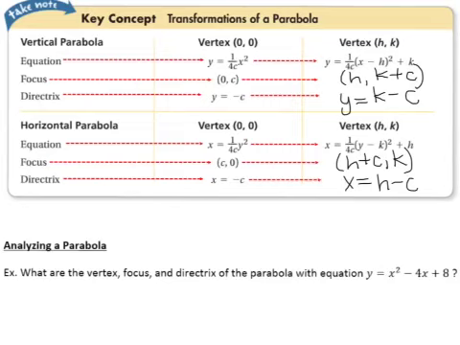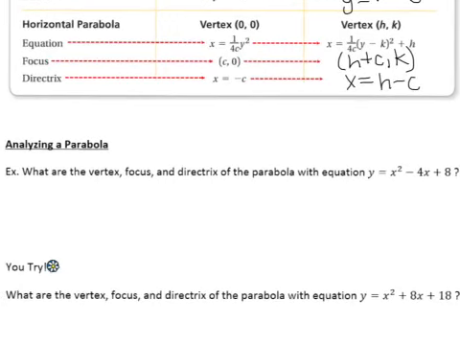So notice the patterns there also from horizontal and vertical parabolas for the focus and the directrix. So analyzing a parabola. What are the vertex, focus, and directrix of the parabola with the equation y equals x squared minus 4x plus 8? Well, our first step is to rewrite this equation in vertex form. If you recall, we do that by moving that plus 8 over.